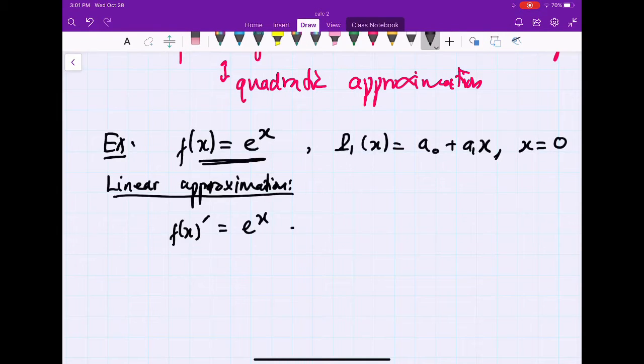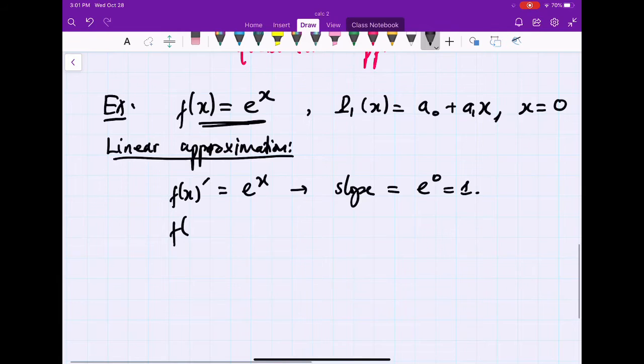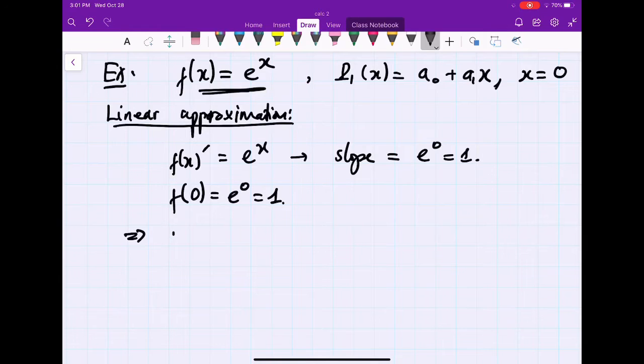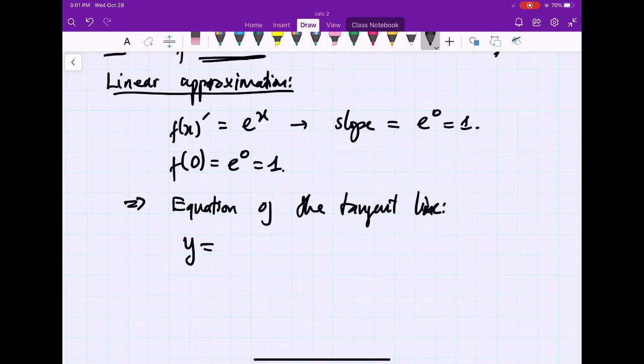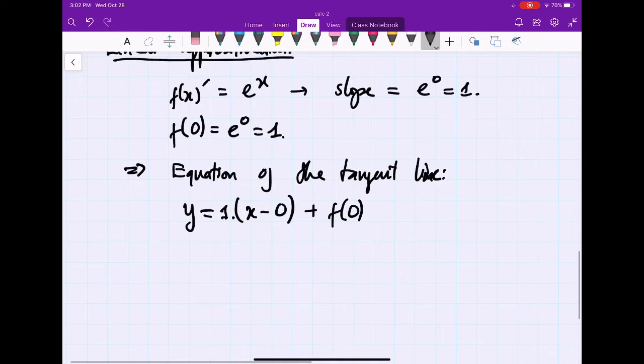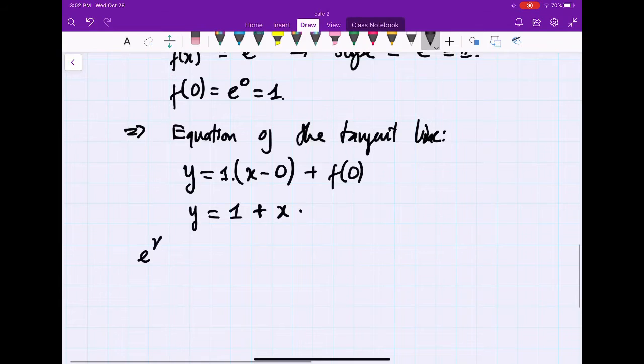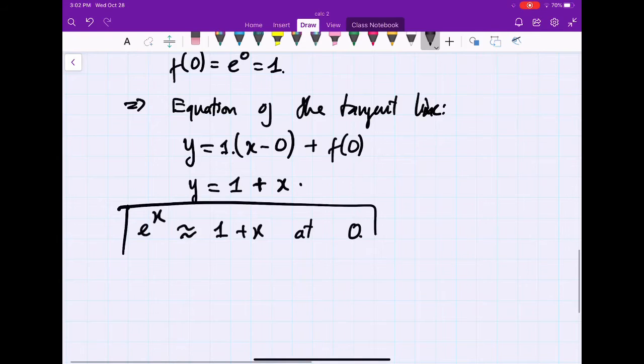That's it. So I find f'(x), that is e to the x. And then from here, I can find the slope is equal to e to 0, which is 1. And I know f(0), that is e to 0, again 1. From here, I get the equation of the tangent line. So that is y equal to the slope 1 times x minus 0, right, plus f(0). From here, I get y equal to 1 plus x. Then, e to the x is approximately equal to 1 plus x at 0. So this is my linear approximation.